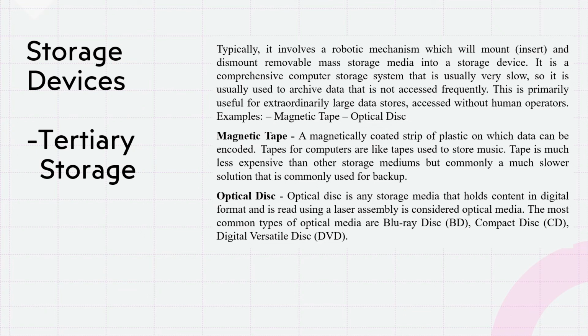Optical disc. Optical disc is any storage media that holds content in digital format and is read using a laser assembly and is considered as optical media. The most common types of optical media are Blu-ray disc, compact disc, digital versatile discs, also known as BDs, CDs and DVDs respectively.